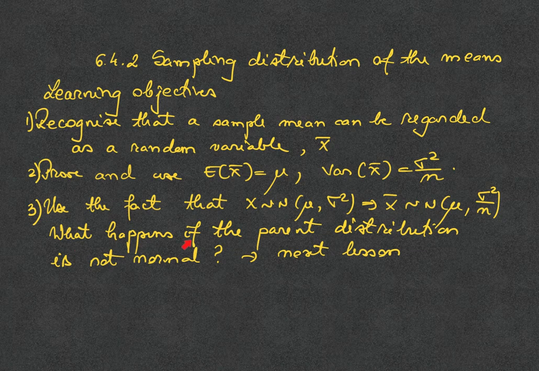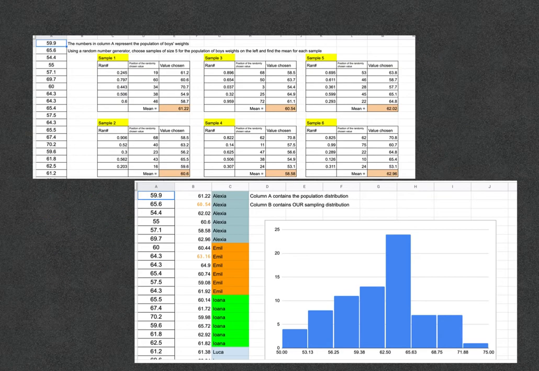You might ask, what happens if the parent distribution is not normal? And that's what we are going to see in our next lesson.